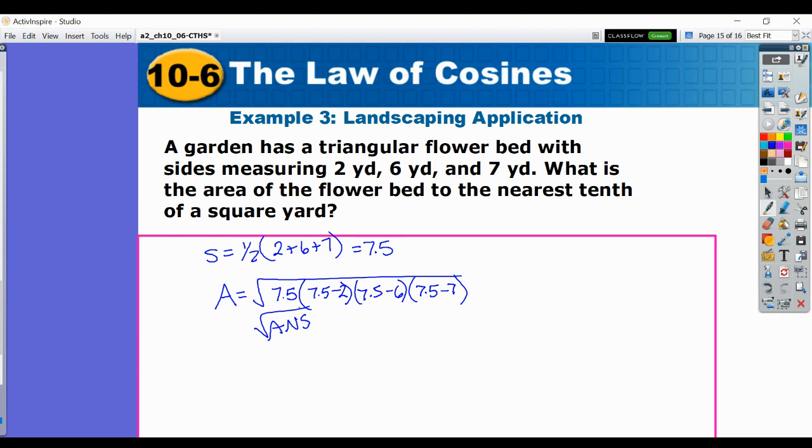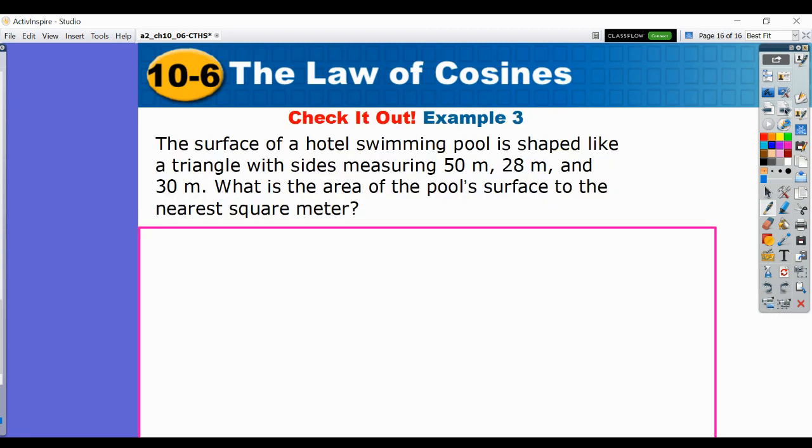So square root of that number that I got, which by the way was 30.9375. So when I square root it, I get 5.6. It says, what is the area to the nearest square yard? These are in yards. So this is square yards. 5.6 square yards. And that is Heron's formula. I believe I've got one more example, so we can use that.